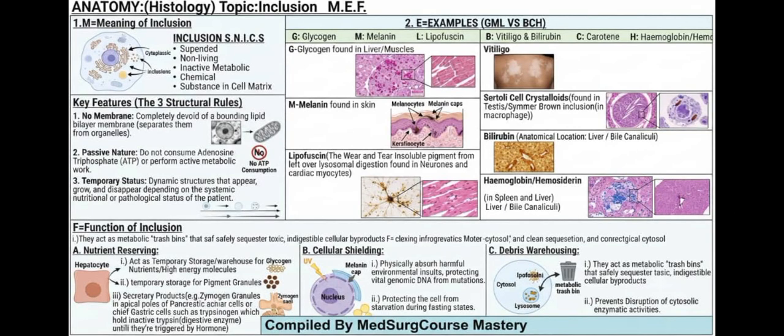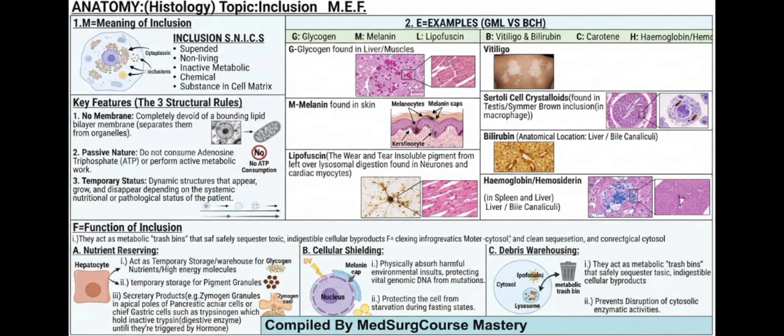GML versus BCH. Good. So now we've learned three important things about inclusion. The first is the meaning with its acronym. The second is the example with its acronym, GML versus BCH. And the last is the function with its acronym, NDC. Meaning NDC: N, nutrient reserving.